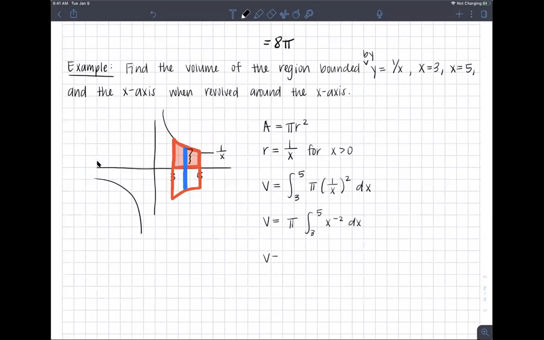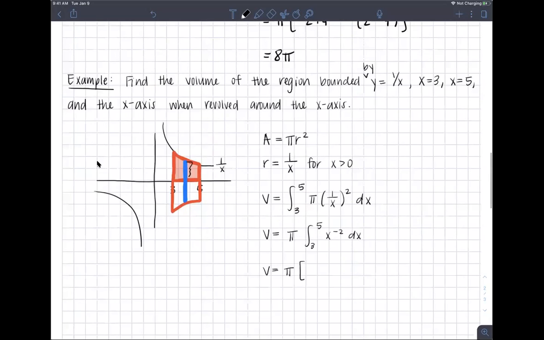And so you're going to get pi times, when you integrate, you add 1 to the power. So this is going to be what, negative x to the negative first power? Correct me if I'm wrong there, but I'm pretty sure that's what it's going to be. And you're going to evaluate that from 3 to 5. When you do this, you're going to get negative pi over 5 plus pi over 3, which is equal to 2 pi over 15.